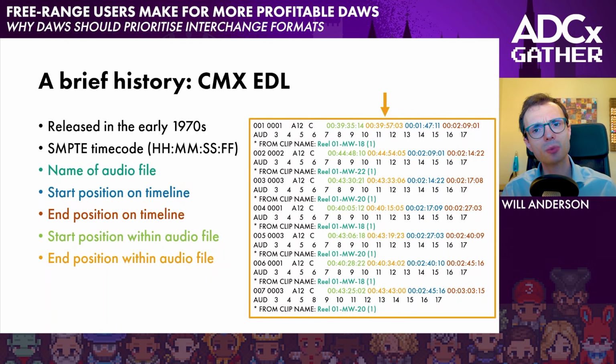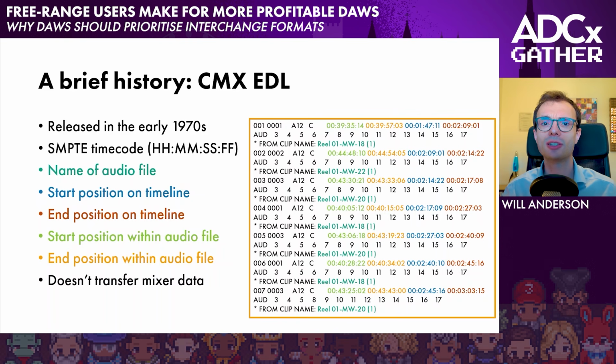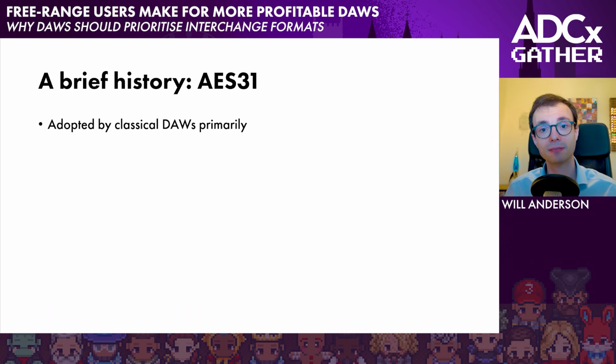But, because it was designed with video editors in mind, it doesn't transfer other data that we might want in the audio world, like accurate crossfades or any mixer data, and it's only guaranteed to transfer data for the first 4 tracks of your timeline. That brings us to AES-31.